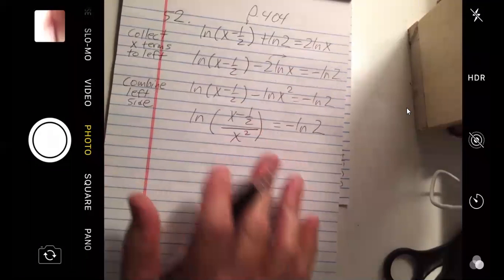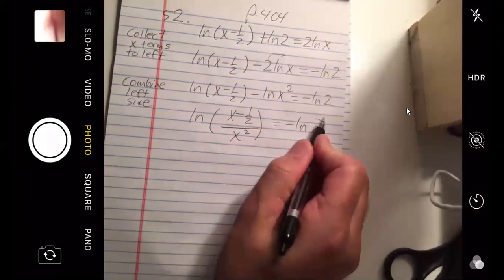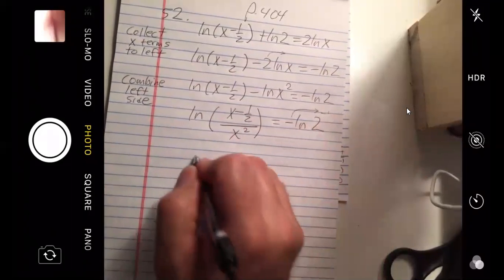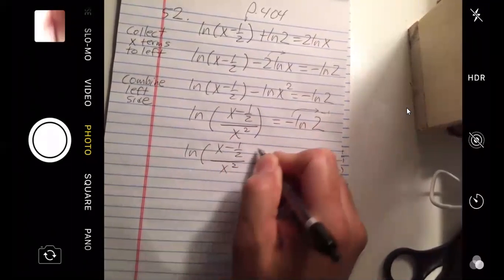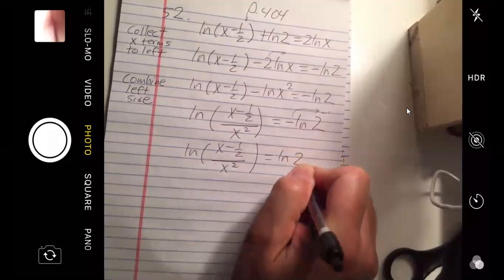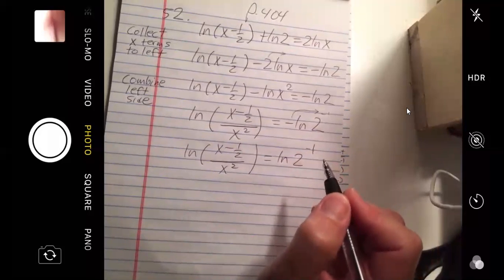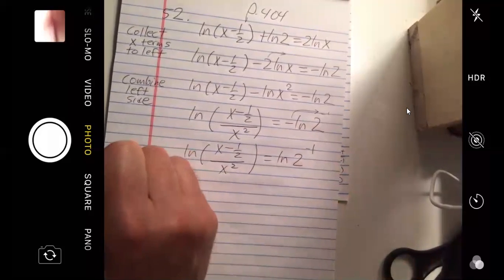Okay. We're still not ready for base e. You got to put this negative up. That'll make a negative 1 up here. That makes ln of (x minus a half) divided by x squared, ln of 2 to the negative 1. Now I'm ready to undo with base e.